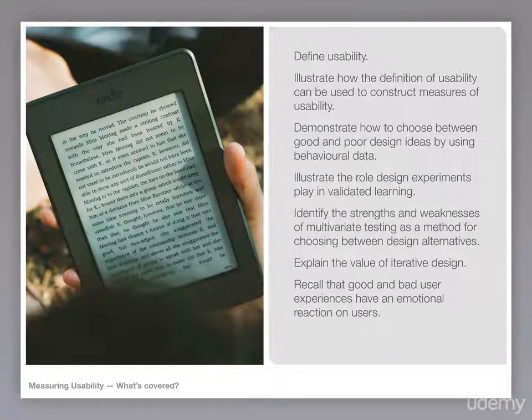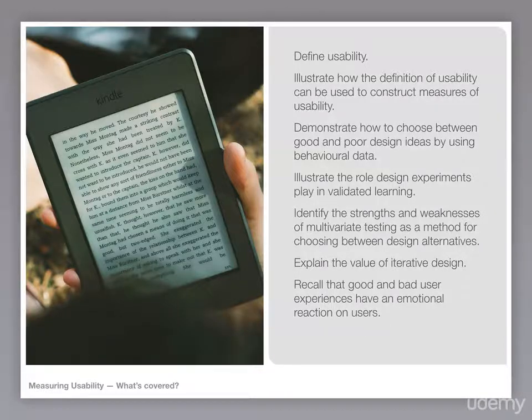And you should be able to identify the strengths and weaknesses of multivariate testing. That's sometimes called A/B testing, as a method for choosing between design alternatives. I've mentioned explaining the value of iterative design. The last one is recalling that good and bad user experiences have an emotional reaction on users. You should be aware of that as well.